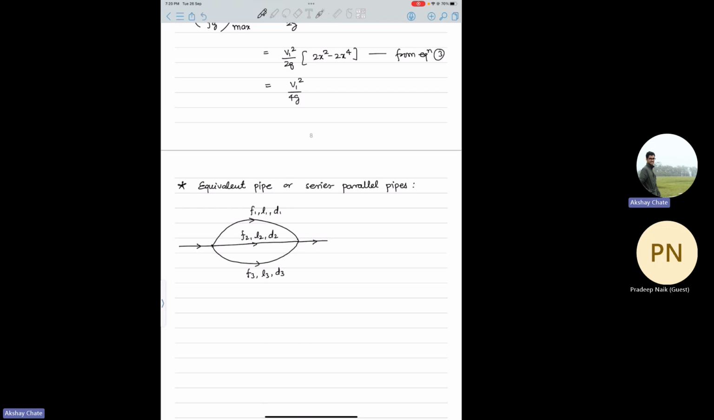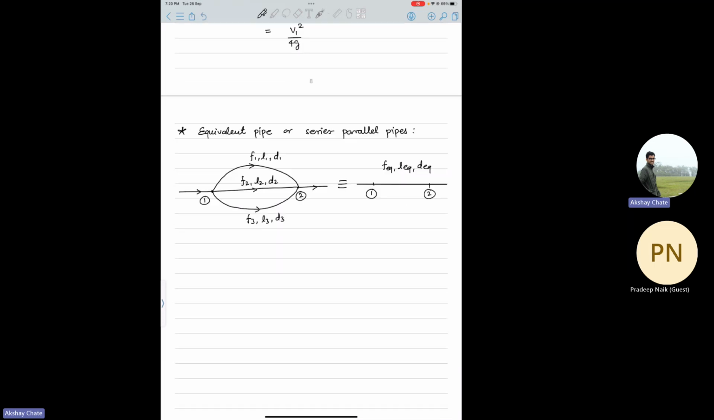And now the question is asked that, let's say these points are connected between point 1 and 2, you don't want 3 pipes, you just want one pipe between point 1 and 2. So what will be its F equivalent, L equivalent, D equivalent? Typically this F value, they assume it to be constant in a sense that it will be equal to F1, F2 or F3, any one of them. That information is typically given in the question, and you can use it to solve the problem.